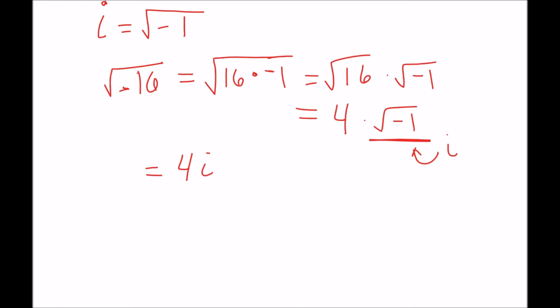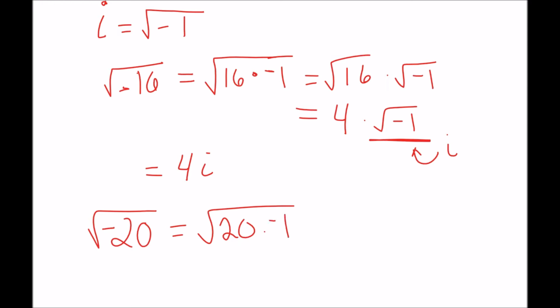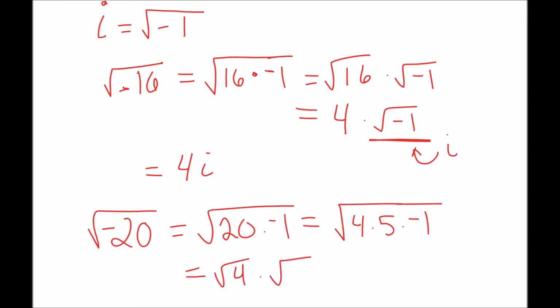So let's do one more example so you guys can get the hang of this. Let's say we want the square root of -20. Well, we're going to start by saying the square root of 20 times -1, which we can break further into the square root of 4 times 5 times -1. Then we can break this into the square root of 4 times the square root of 5 times the square root of -1.